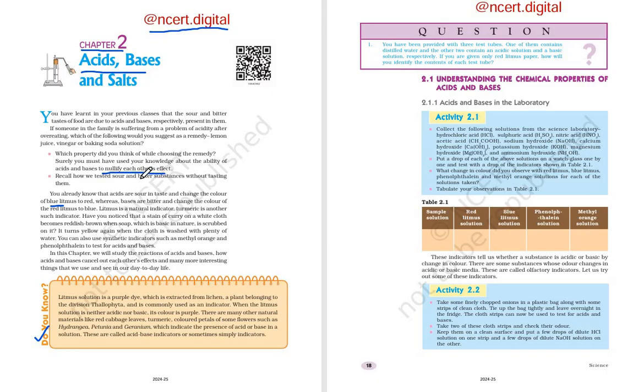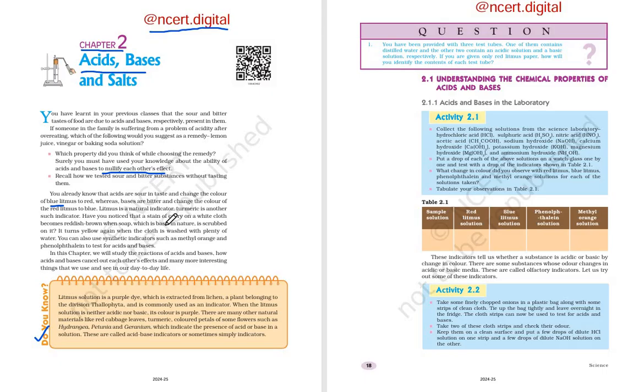Recall how we tested sour and bitter substances without tasting them. You already know that acids are sour in taste and change the color of blue litmus to red, whereas bases are bitter and change the color of the red litmus to blue. Litmus is a natural indicator. Turmeric is another such indicator.